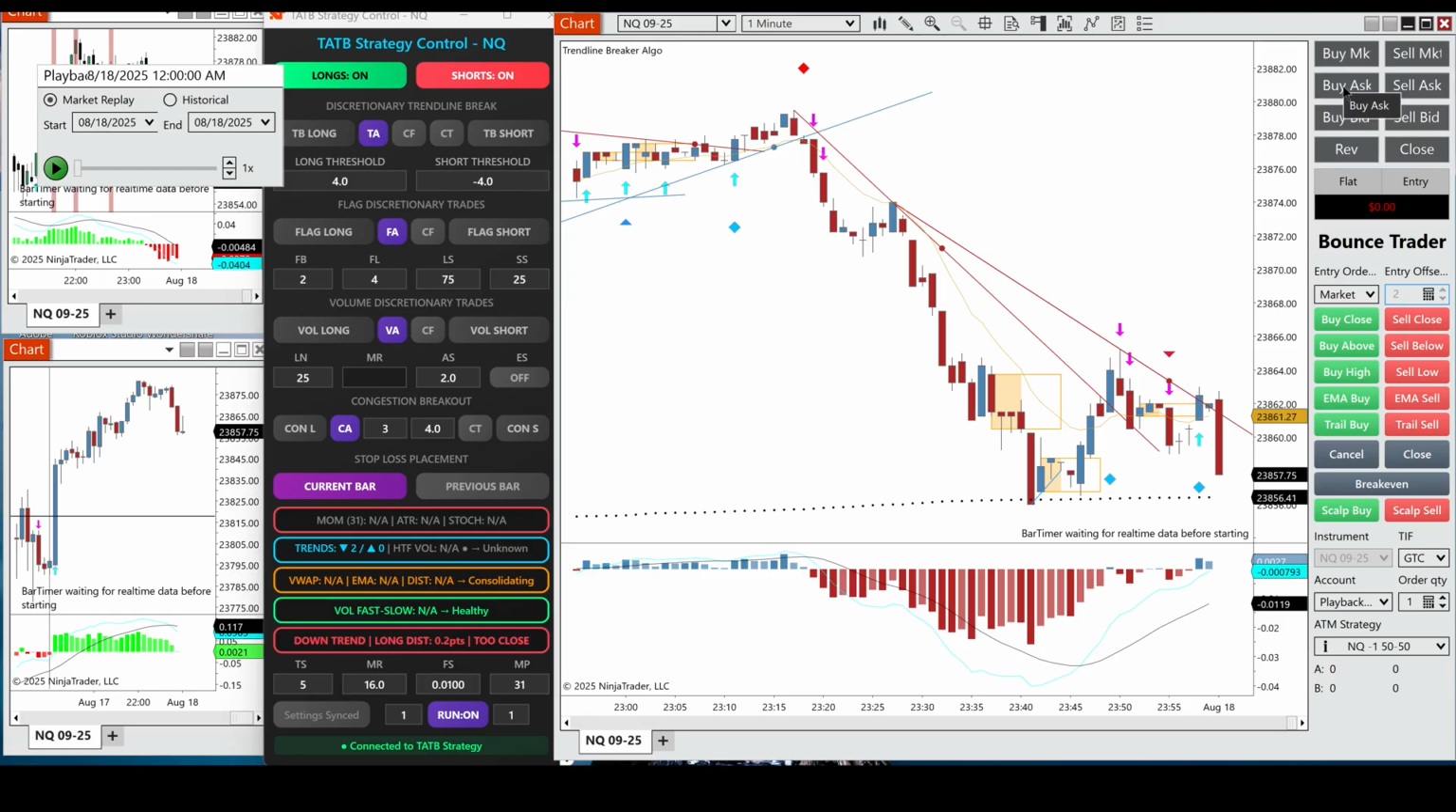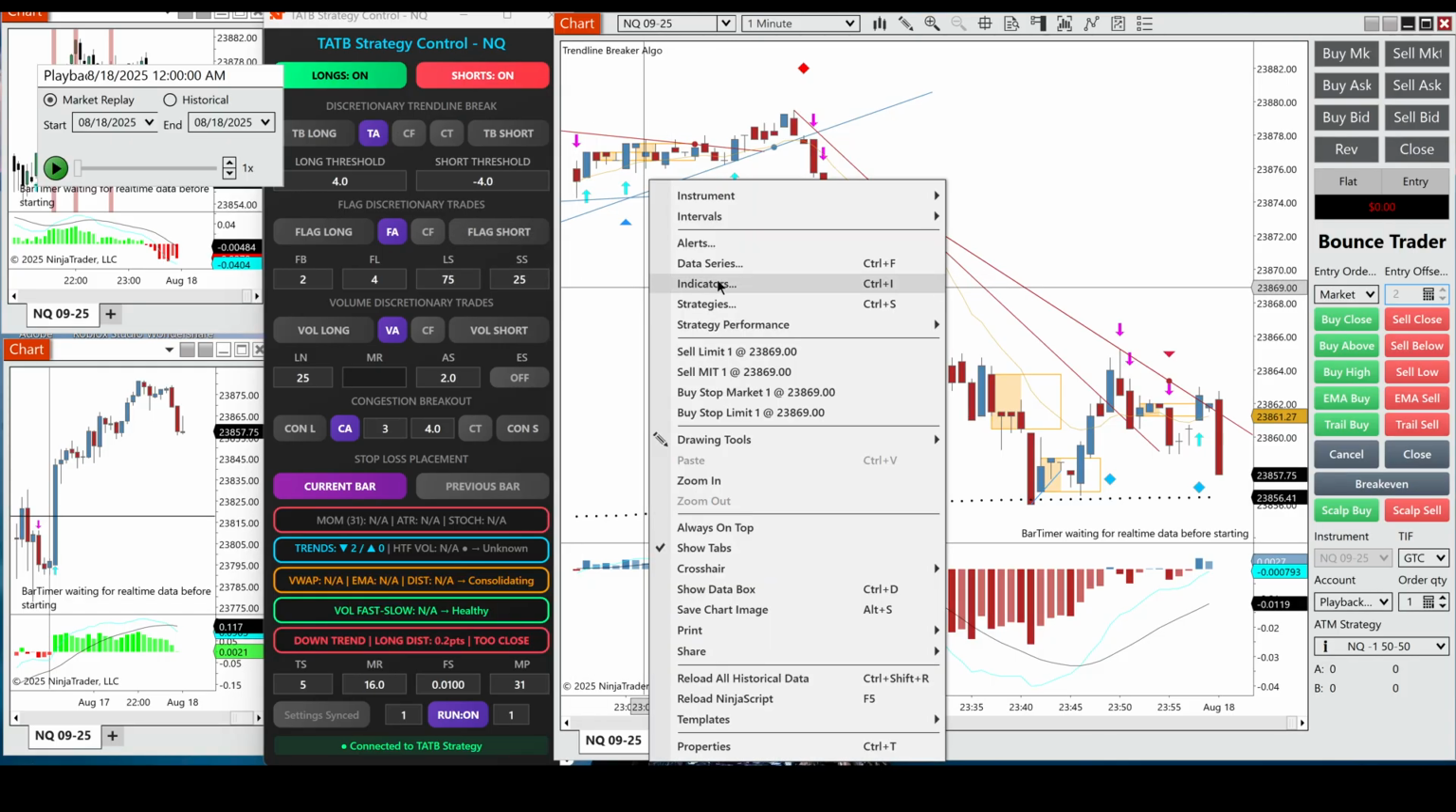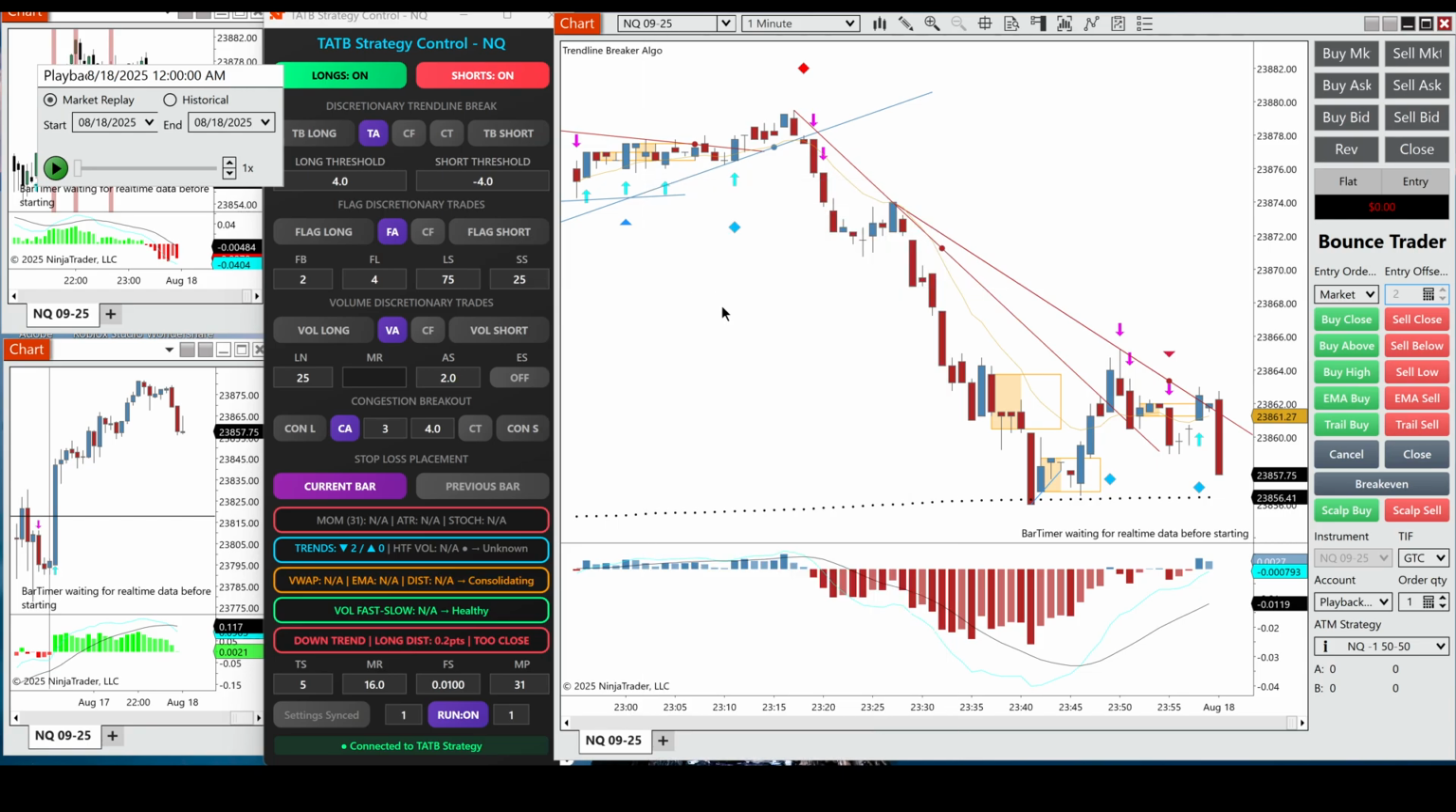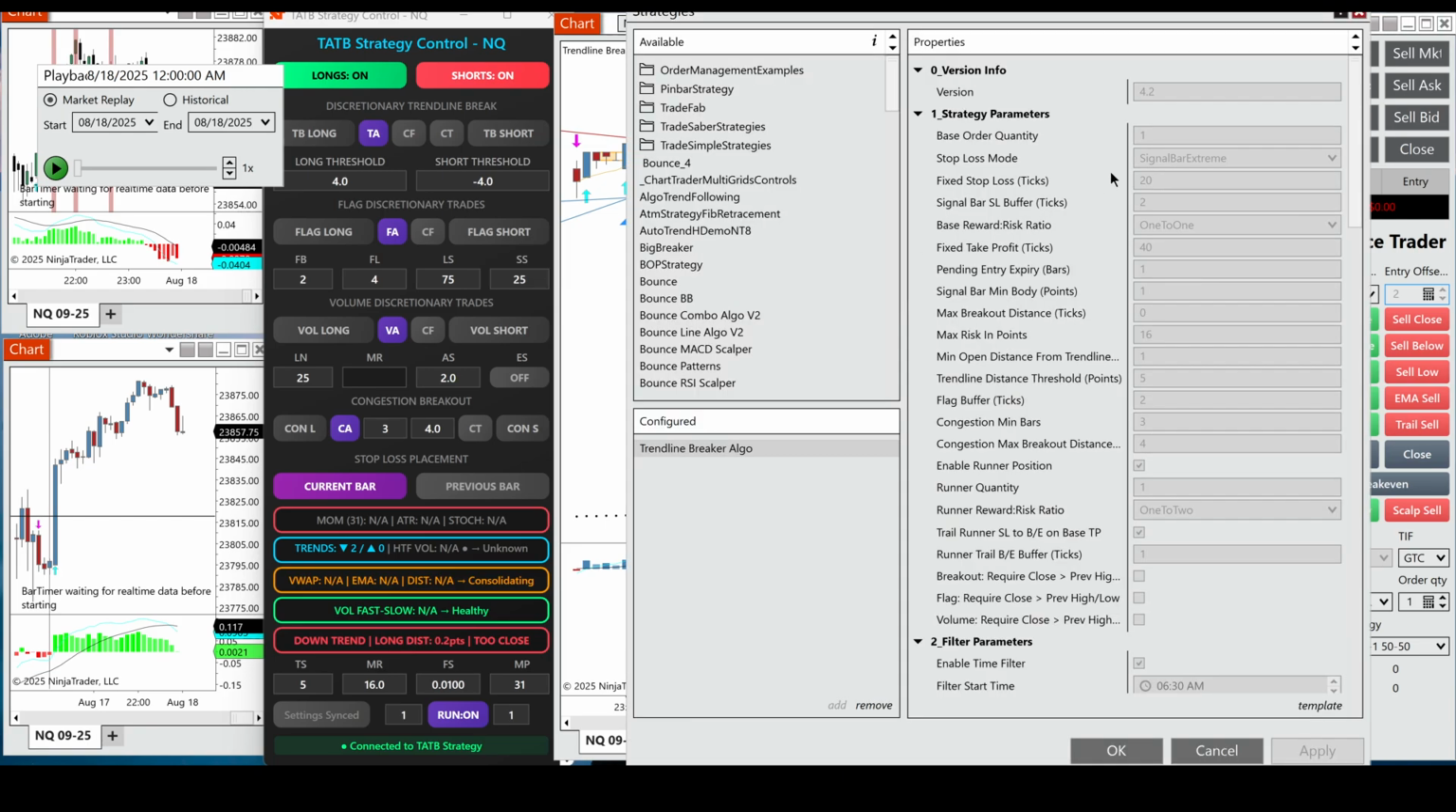make this trade stronger. So that's why I've included these CT compound trades for discretionary trendline breaks, and also compound trades for the congestion breakout trade. And we are on version 4.2. Let me also show you what was added to this algo add-on strategy.